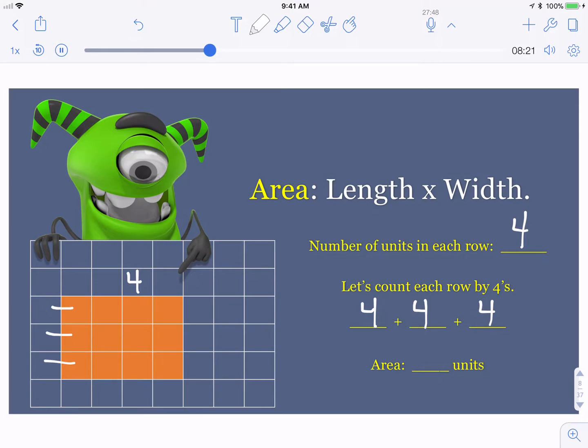The area is 12, not just units, but 12 square units, because we're counting the whole square. We're not just talking about one side of the square. We're talking about the whole square, so it's square units.